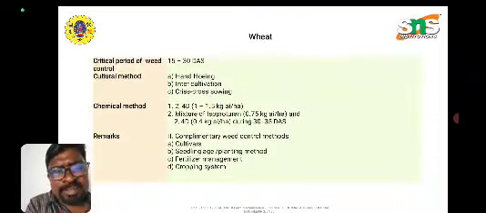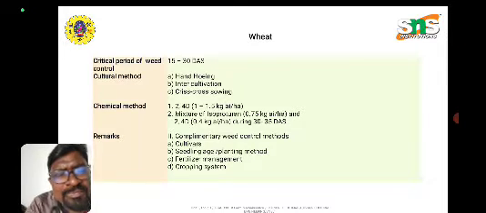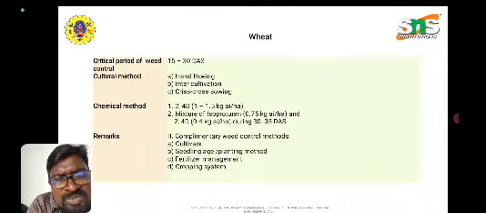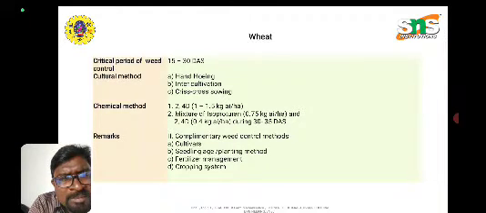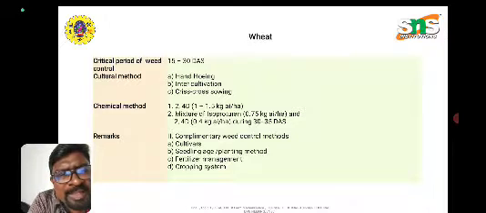For wheat, the critical period of weed control is 15 to 30 days, and the cultural methods are hand hoeing, intercultivation, as well as crisscross sowing. By means of these methods it can be controlled. As for the chemical method, a mixture of isoproturon and other things is added. As for the remarks, complementary weed control methods include cultivators, seeding age, planting methods, fertilizer management as well as the cropping system.